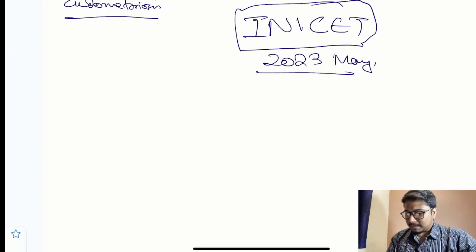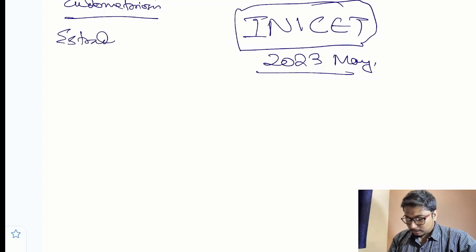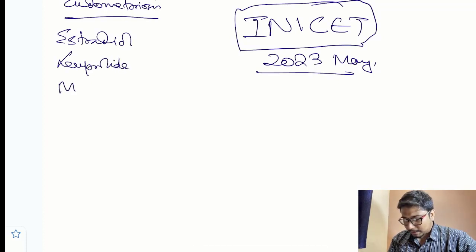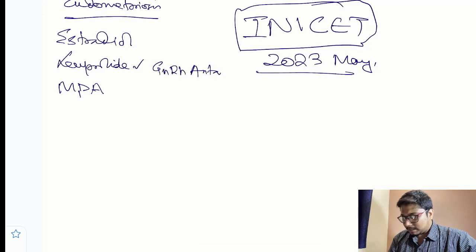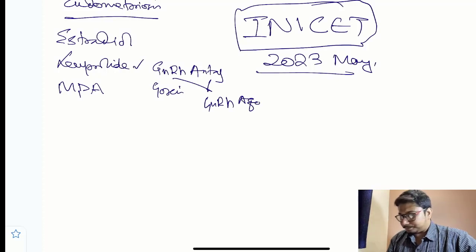This time there was a question which is not a part of medical management, and the options were estradiol, leuprolide, and, as far as I have collected, medroxyprogesterone acetate, and there was another option. So the role of leuprolide, the GnRH agonist, and the role of goserelin, the GnRH agonist, are undoubtedly there. So these two will not be the answer.